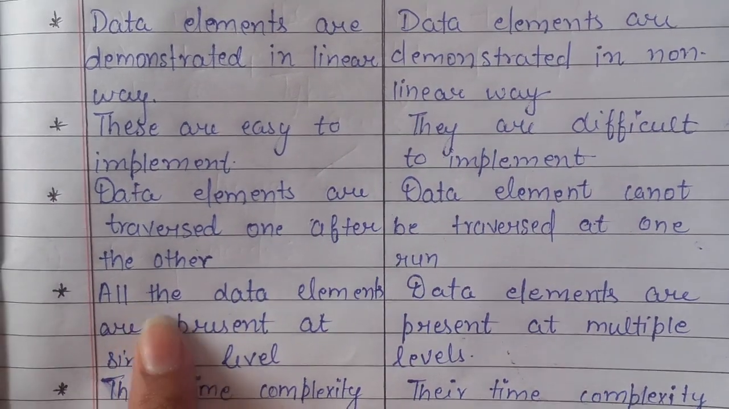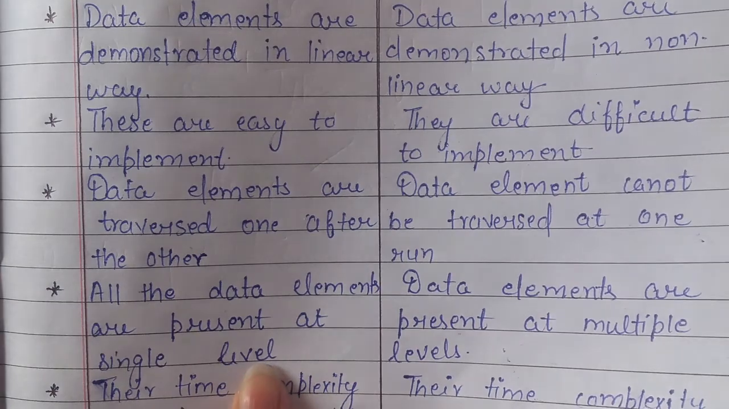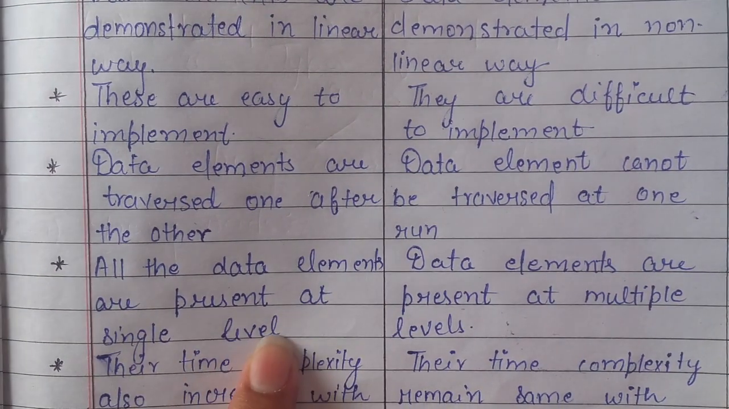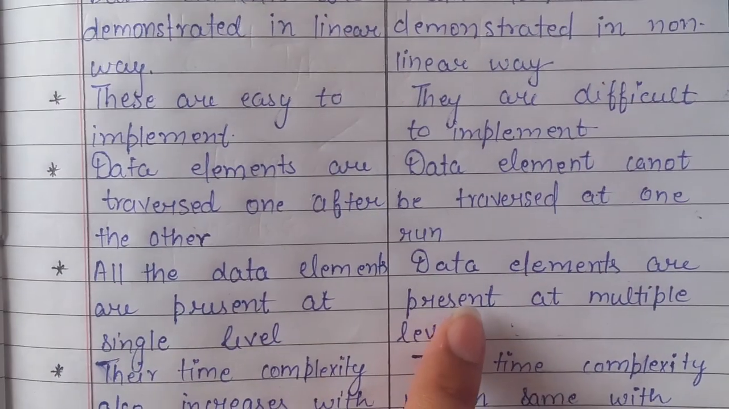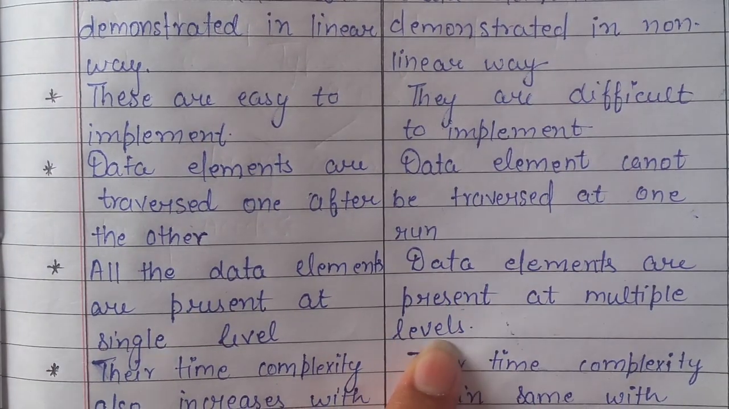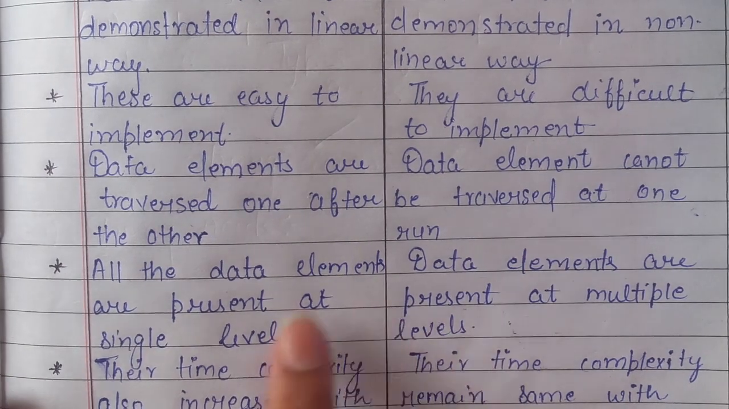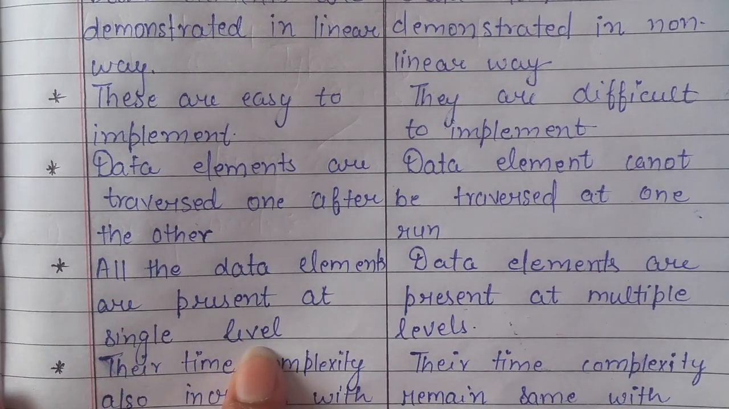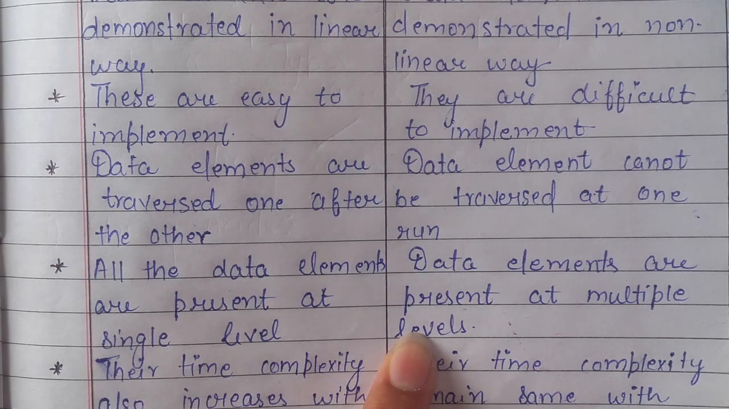The next difference is that in linear data structures, all the data elements are present at a single level, but in non-linear data structures, elements are present at multiple levels. For example, in a tree we can see that there are multiple levels. So this is another difference: in a linear data structure the elements are present at a single level, and in non-linear data structures the elements are present at multiple levels.